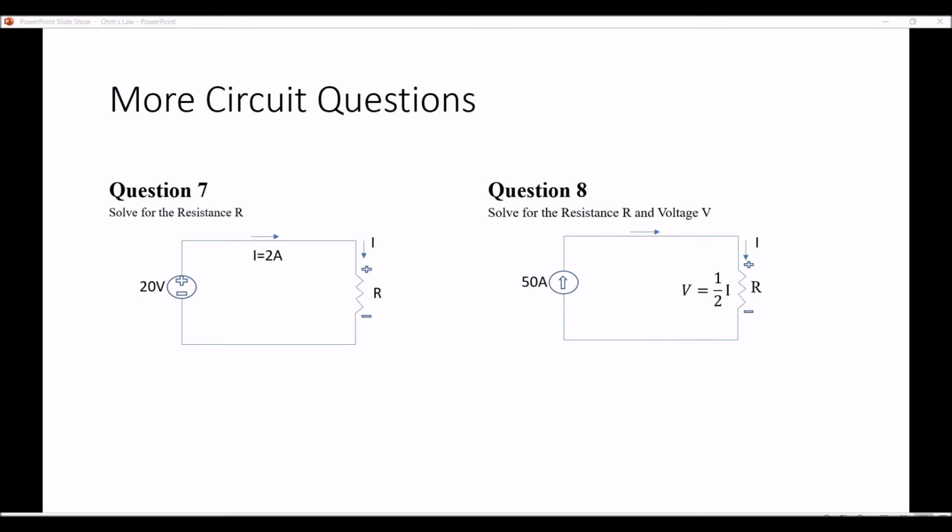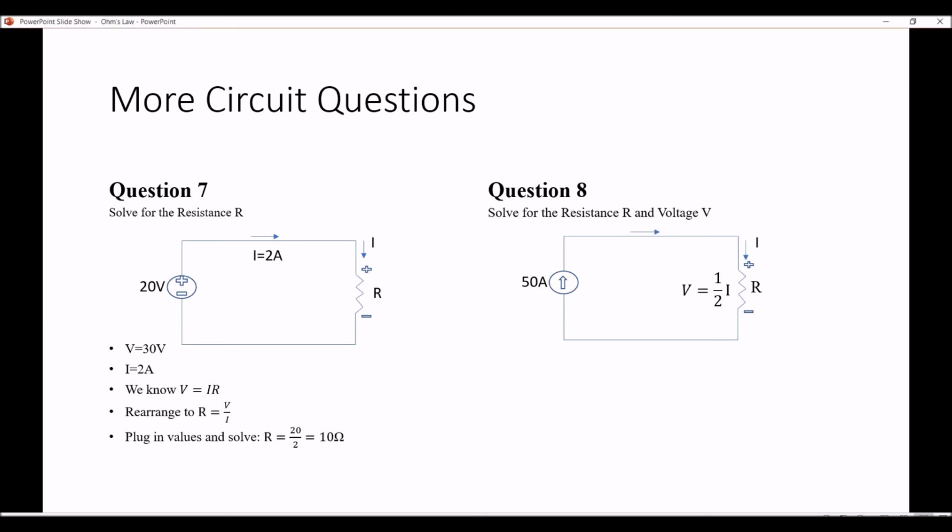Now, more circuit questions. So here we're going to solve for the resistance R. So we know voltage and we know current. Voltage is 30 volts, current is 2 amps, and so we know V equals IR. We'll rearrange for R, which is V over I, and then we'll plug and chug, and we will get 20 over 2, which is 10 ohms. Pretty simple.